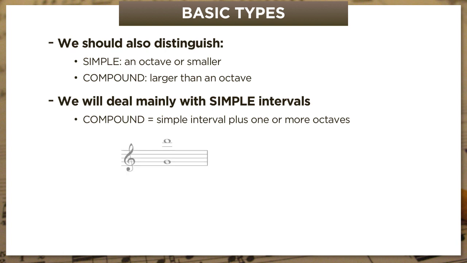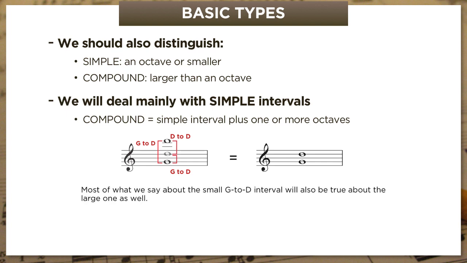So to give you a concrete example, let's say I give you this large interval G up to a high D, clearly bigger than an octave, clearly a compound interval. We're going to treat this as roughly equivalent to G to D in its simple form falling within one octave, which is to say, we're going to think of this big G to D as a simple G to D whose top note was sort of bumped up an octave. And the reason this works is that most of the things we would say about the small G to D interval, how consonant or dissonant it is, for instance, will also be true about the large one as well.